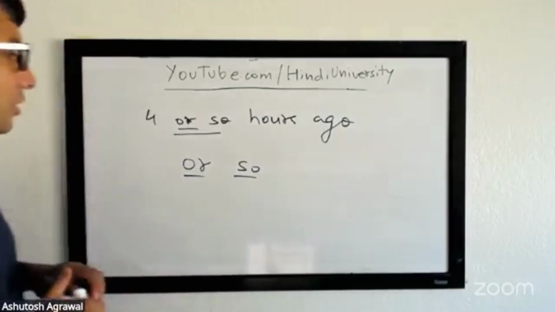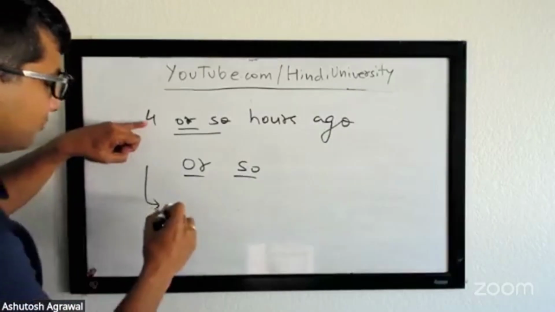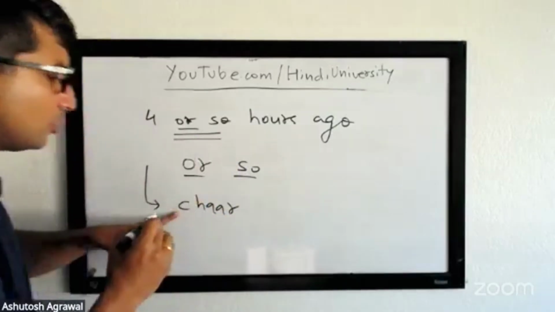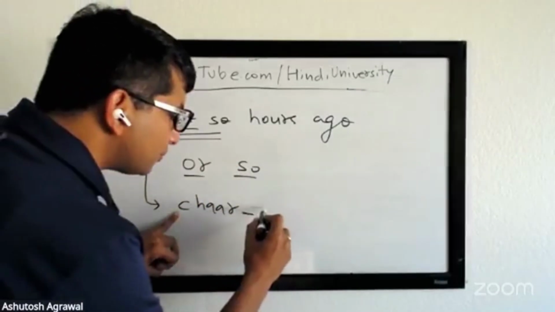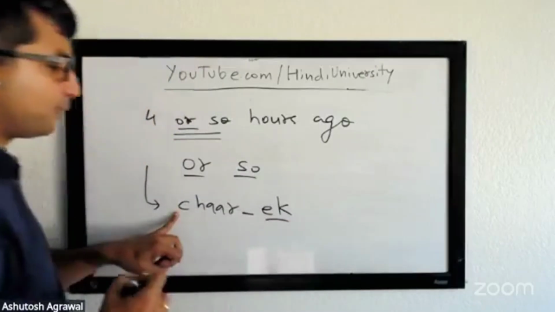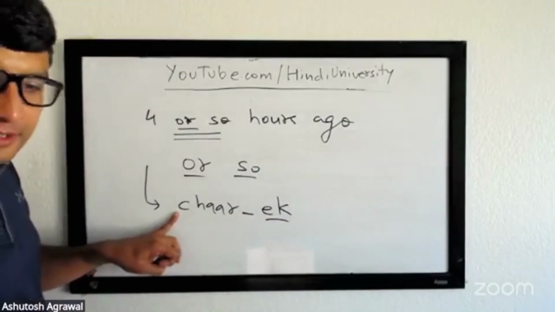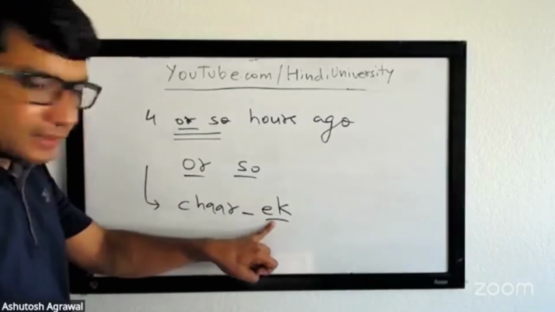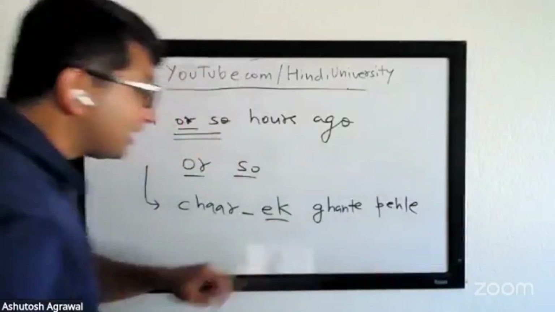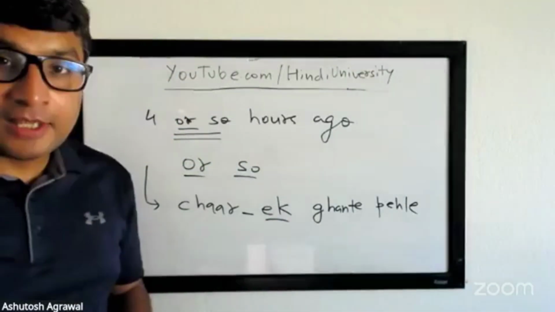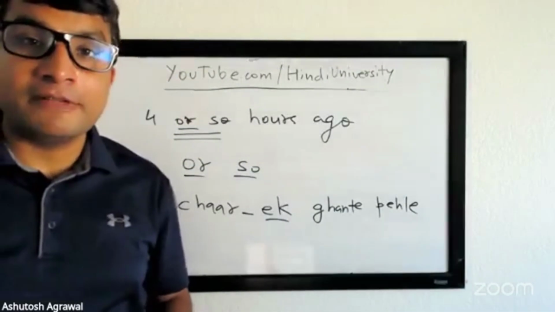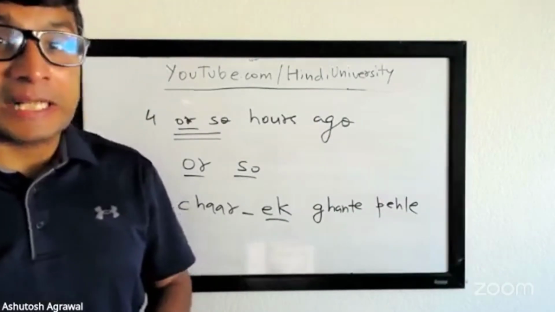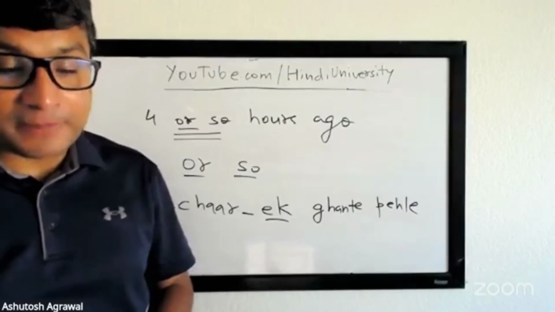Okay, so you already know what is 4 in Hindi? Chaar, very good. Whenever you have a notion of "or so", what you do is you put ek next to the cardinal number. So 4 is chaar, you just put ek. Chaar-ek घंटे पहले. So if you want to say the train arrived 4 or so hours ago, ट्रेन 4-1 घंटे पहले पहुंची और ट्रेन 4-1 घंटे पहले आई.